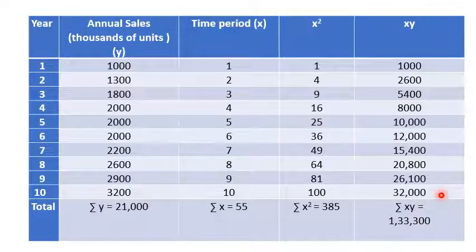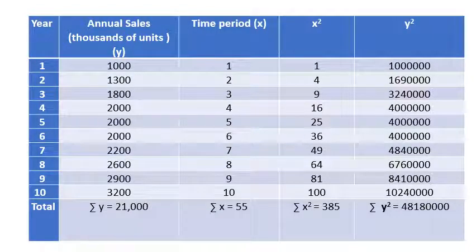Now, based on the values given, note down these values. Sigma y is 21,000, sigma x is 55, sigma x square is 385, and sigma xy is 1,33,300. The previous table values were enough for you to find a and b. This is the next table.